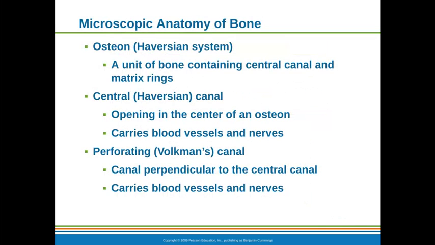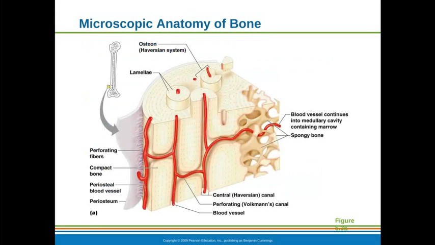Okay, so let's talk about the microscopic anatomy of bone. So we have what's called an osteon, or a Haversian system. Now, this is a unit of bone containing a central canal and these matrix rings. So the central Haversian canal is within the middle. It carries blood vessels and nerves that will supply those nutrients. And then we have these perforating canals, or Volkmann's canals, that radiate from the central canal. They are perpendicular to it, and they carry blood vessels and nerves as well.